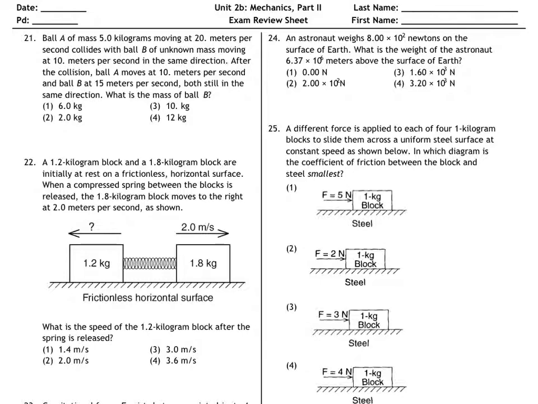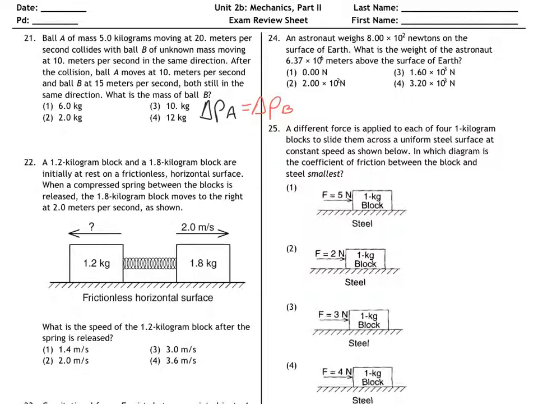So if we can solve for the change in momentum for A, then we can realize that it's also going to be equal to the change in momentum for B. And the reason for that is because momentum is conserved, and the only two things in this system are ball A and ball B. So their changes in momentum will be equal. And then using the change in momentum for B, I'll be able to solve for its mass.